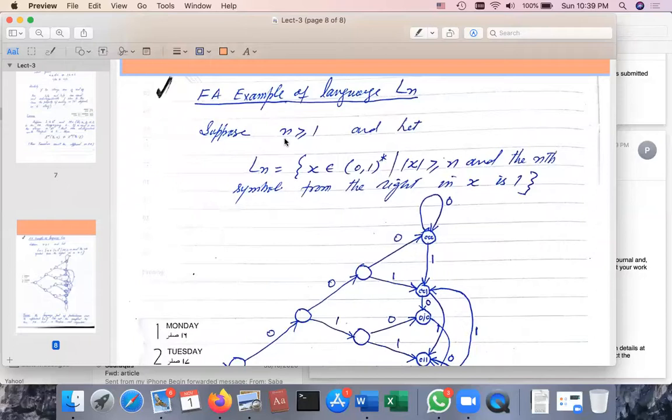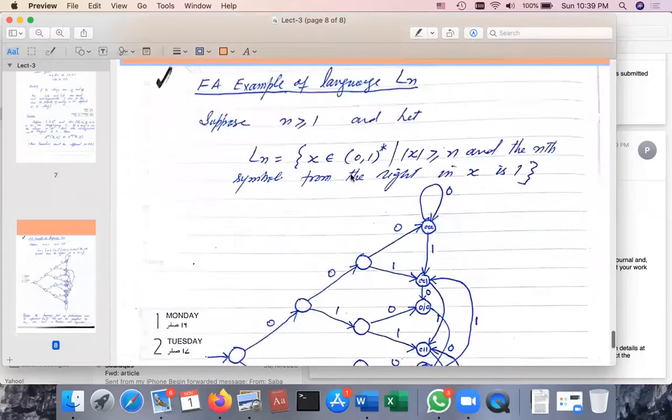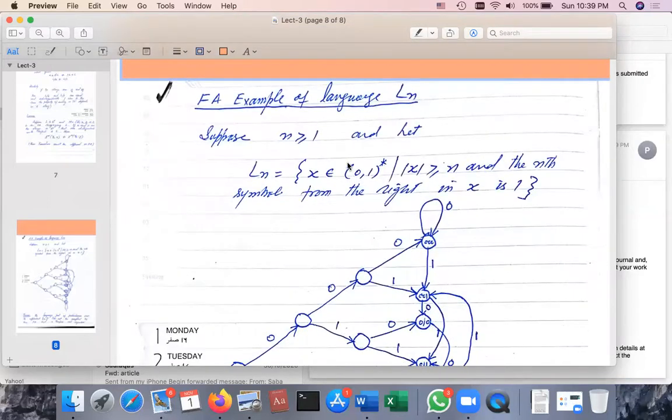So we have to give some fixed value. If the value of n is not given in this definition of the language, then we cannot draw an FA for that language, because then we would have to consider n equal to 1, and then 2, and then 3 and so on.